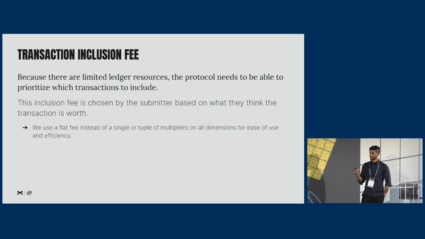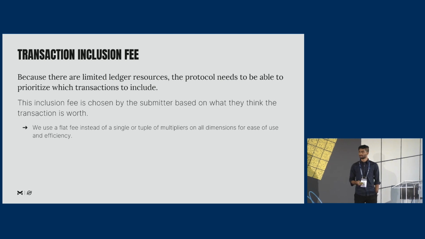So instead, another alternative would have been to use a multiplier per dimension, per component. So you have a multiplier for CPU, a multiplier for I/O, and a multiplier for transaction size or bandwidth. But this becomes harder to use. Now, a user will need to keep track of all 3 markets when they want to determine what the bid needs to be to get the transaction into the ledger.